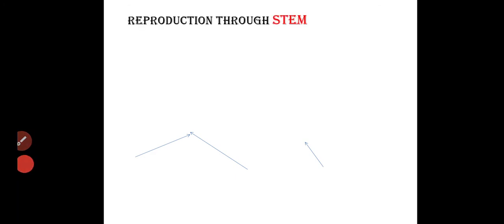Reproduction through the stem. Now we are going to observe the plants which reproduce through their stem. You can observe here, this is the growing of a strawberry plant. There the stems are cut or kept in the soil to produce a new plant. Here you can see the strawberries. These are called runners.